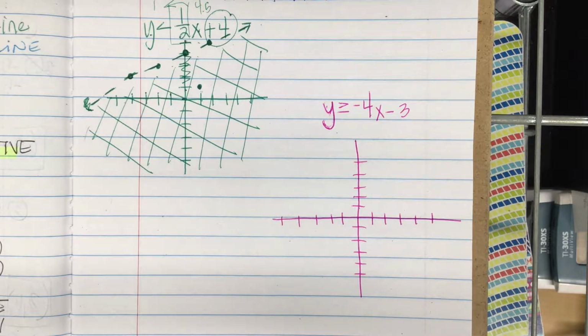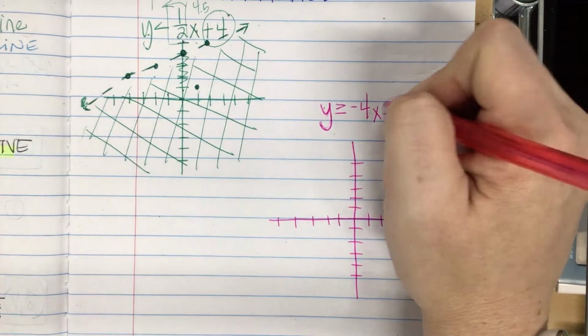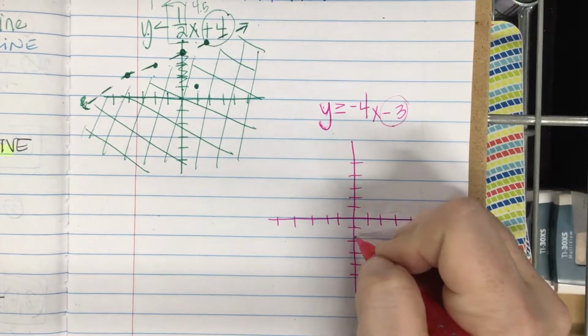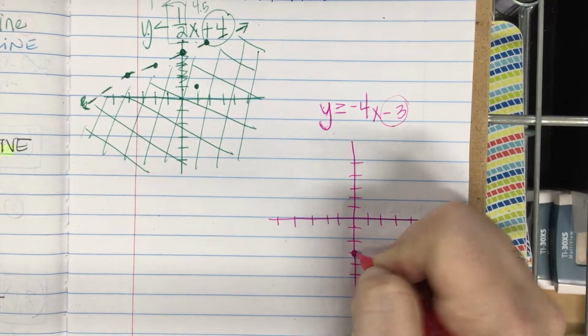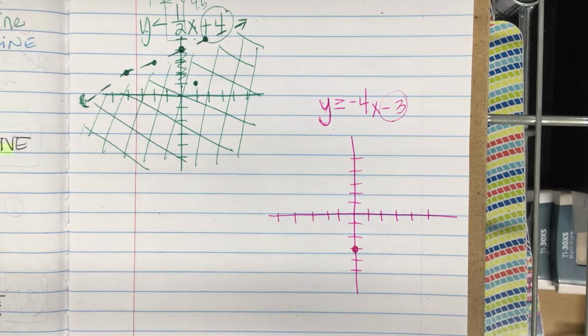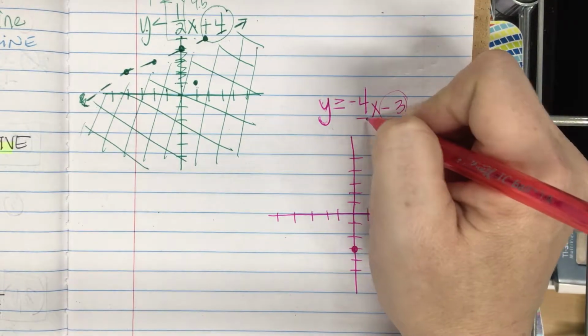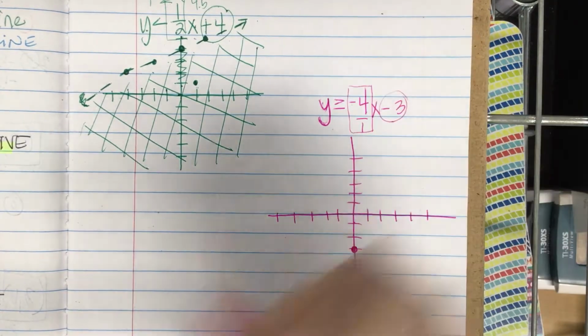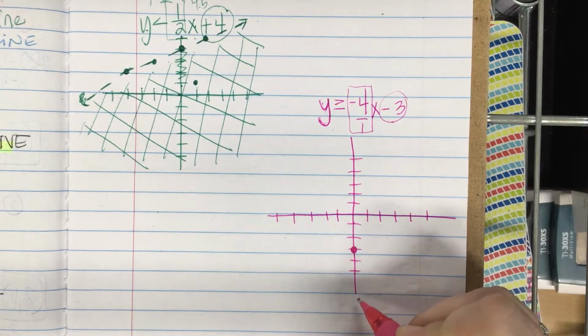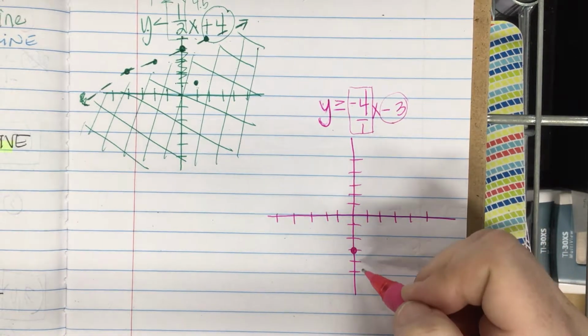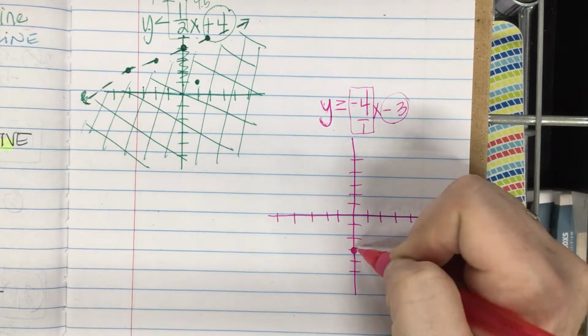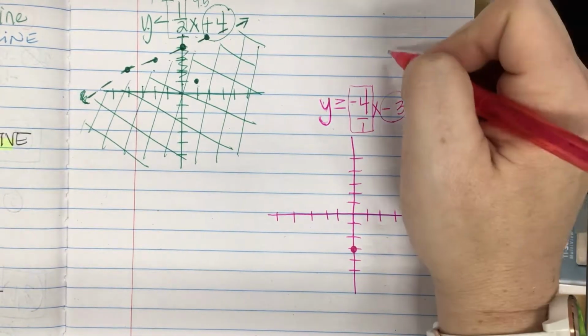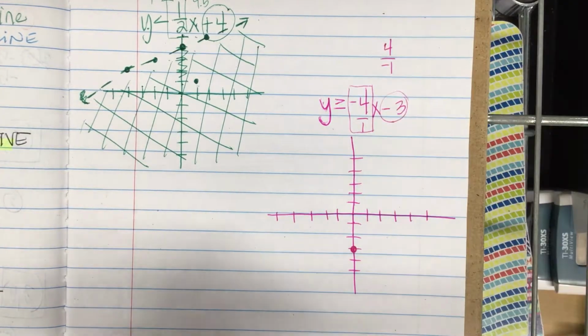Where does this graph start? It starts at negative 3, so I'm going to go down 3. And then my slope for this is negative 4 over 1, correct? Meaning I go down 4 and to the right 1, but I don't have any room for that. What else could I do? I could extend the graph. Or instead of doing down 4 over 1, I could do up 4 backward 1.